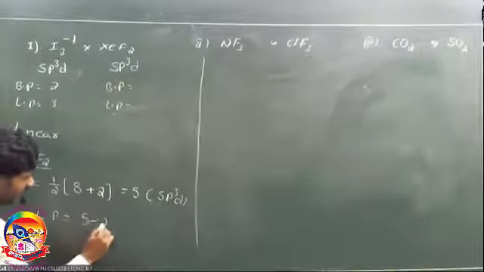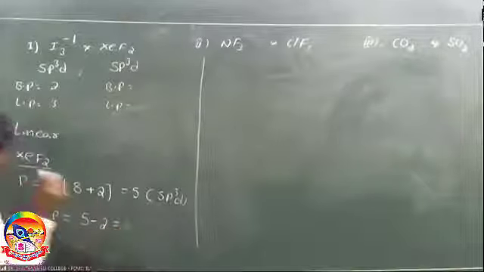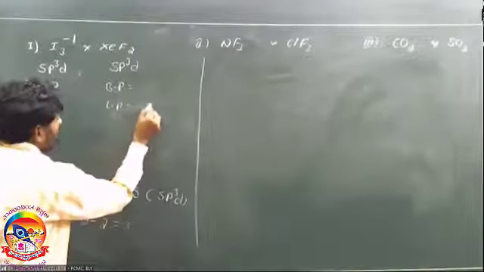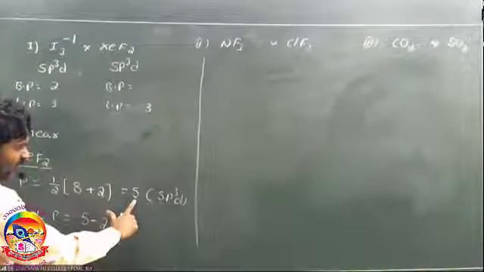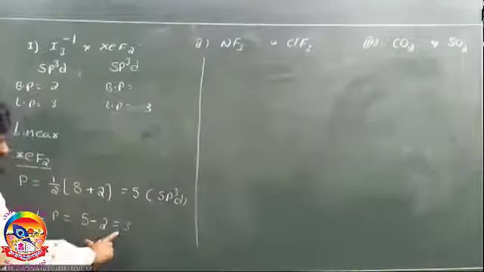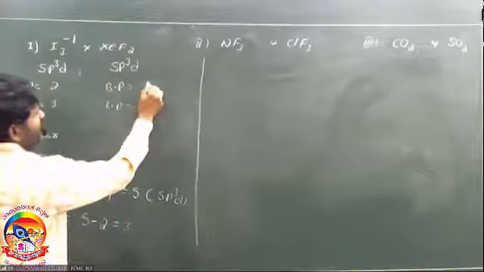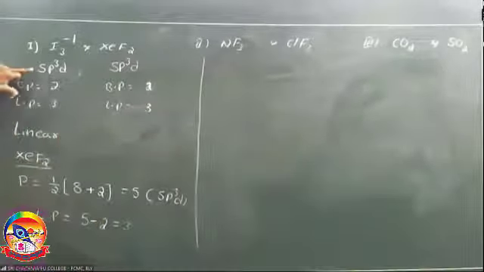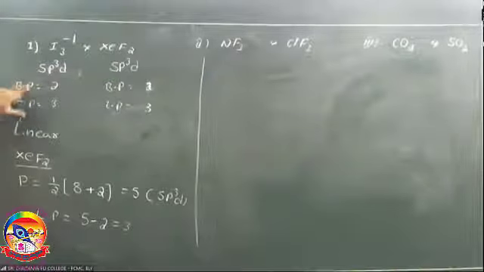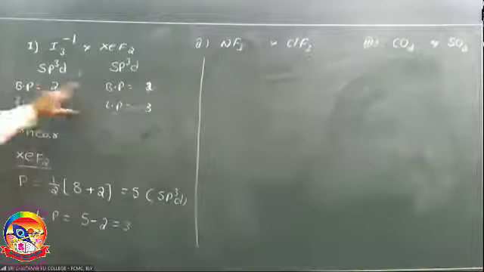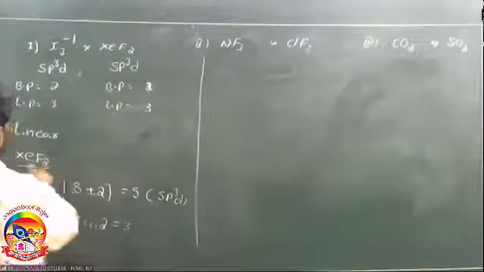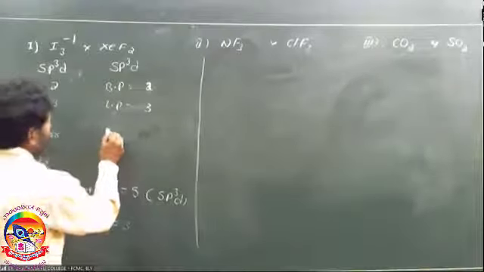So 5 minus 2, that is equal to 3. Means number of lone pairs 3, total number of electron pairs 5. Out of 5, number of lone pairs 3. Therefore, number of bond pairs are 2. So like I3 minus ion, the hybridization is the same, bond pairs the same, lone pairs the same. Hence, the geometry of XeF2 is also the same, linear.